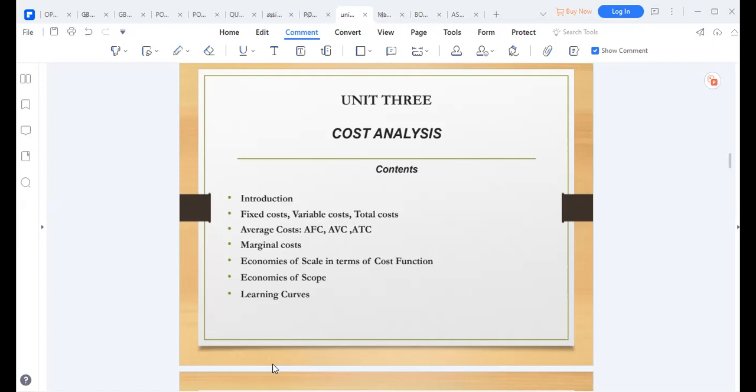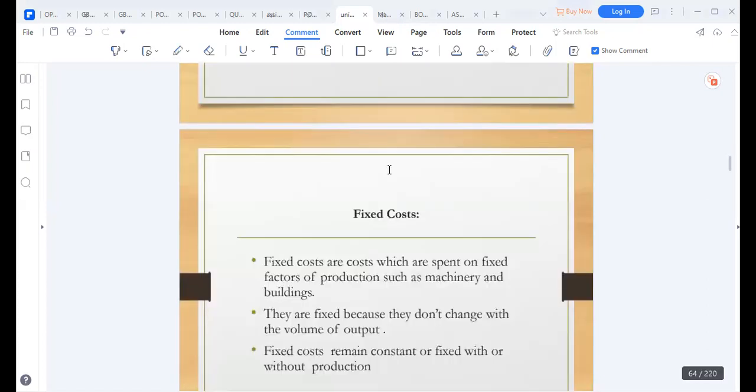Then finally, we have the marginal costs, which are additional costs incurred when producing 1 additional unit of a good or service. So this marginal cost will help us make decisions about production, because every additional unit we're going to produce in a firm will incur a certain cost. So these are very essential to understand under cost analysis.